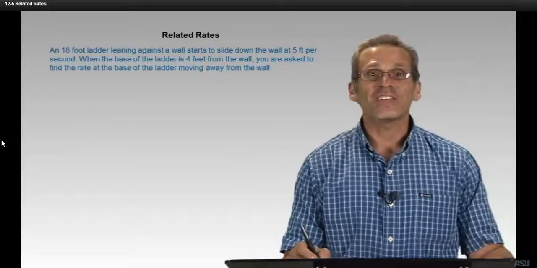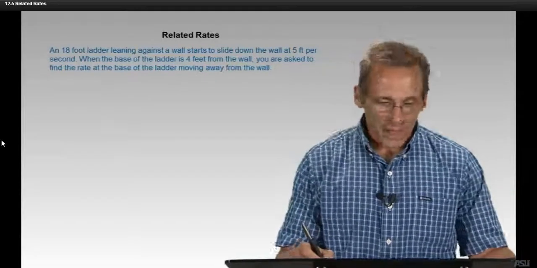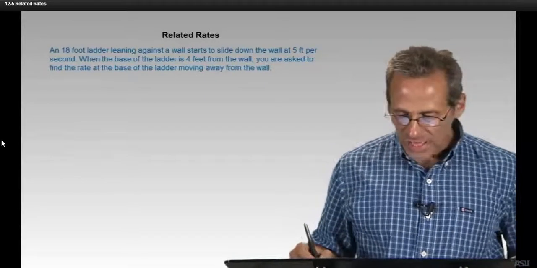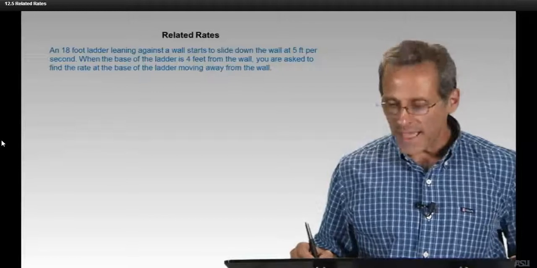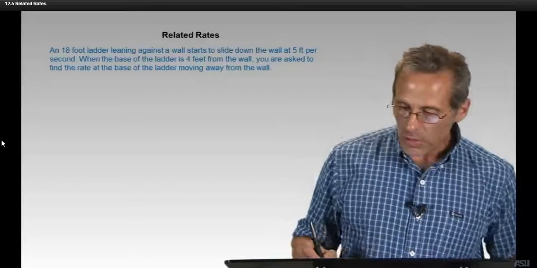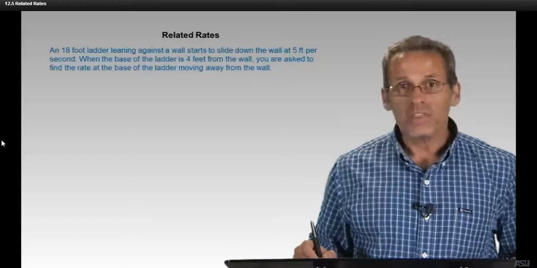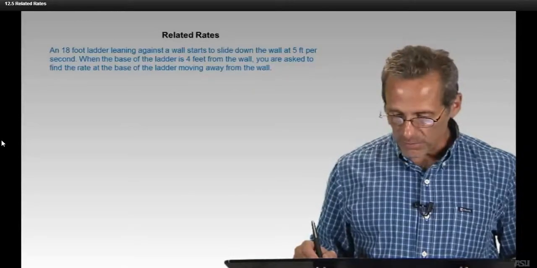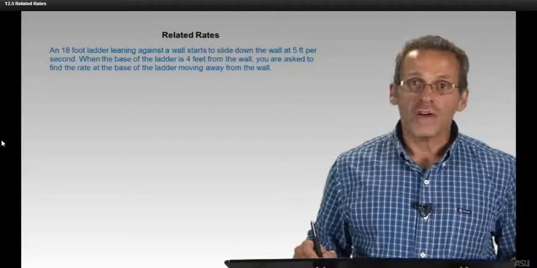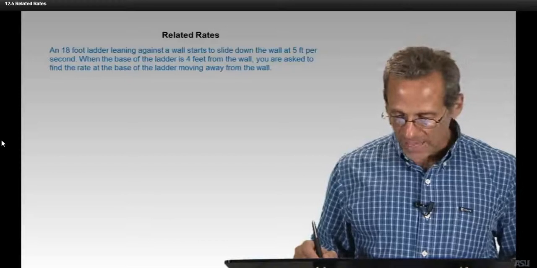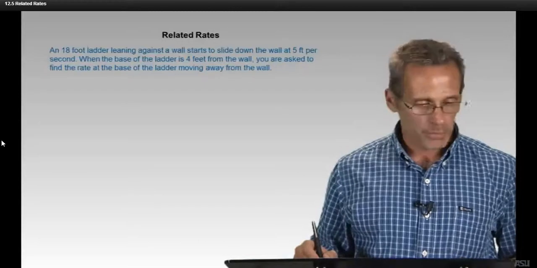Let us look at the second scenario. An 18-foot ladder leaning against a wall starts to slide down, and will slide down the wall at a rate of 5 feet per second. When the base of the ladder is 4 feet from the wall, we are asked to find the rate at which the base of the ladder is moving away from the wall.